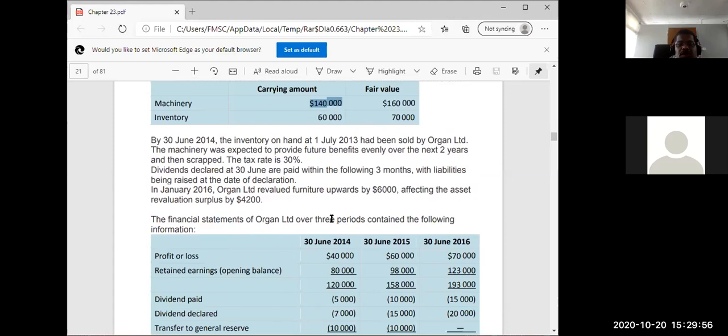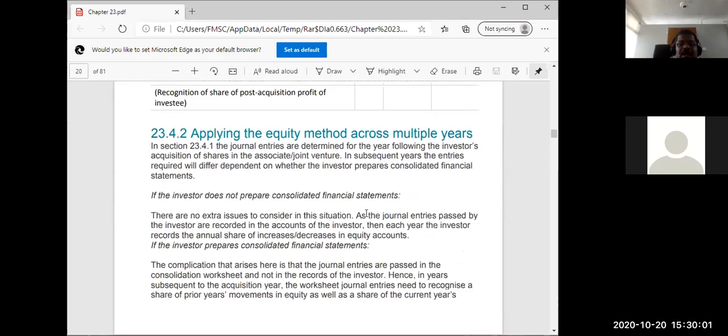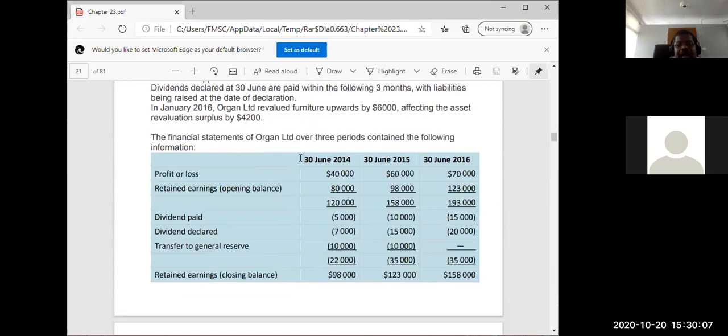Now, financial statements are normally for a 3-year period, and this is the idea. That's why it says multiple years. Multiple years means we did not acquire this business on 30th June 2014. We acquired this business on 1st July. Can you remember? 1st July 2013, we acquired.